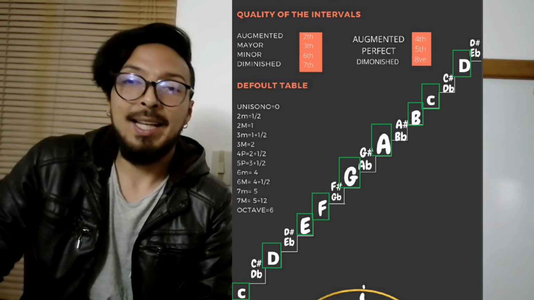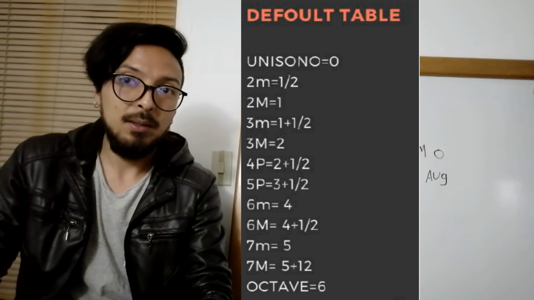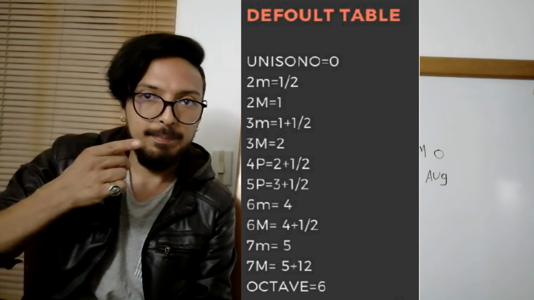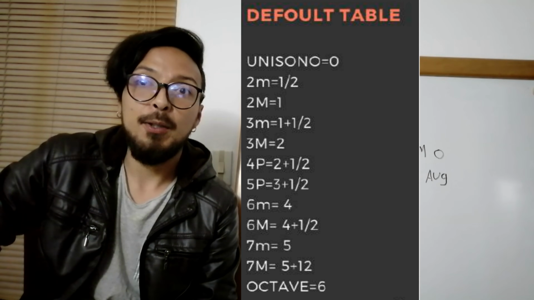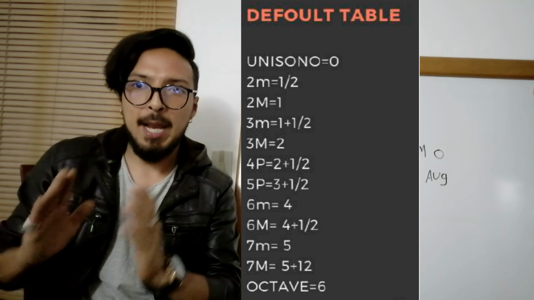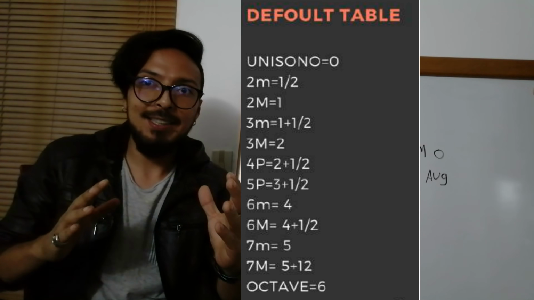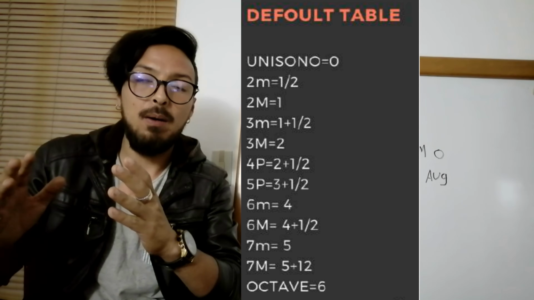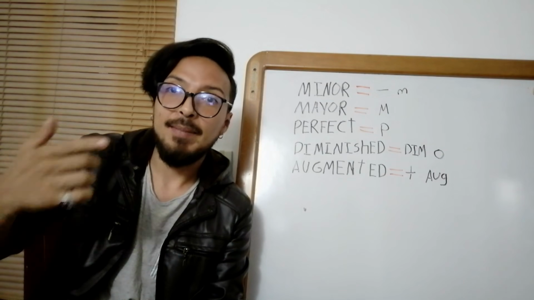So let's take a look at our default table of intervals. There you go, it's a minor third. We're going to put the adjective before the number. That means the quality before the number. And that's the way that you properly name an interval.